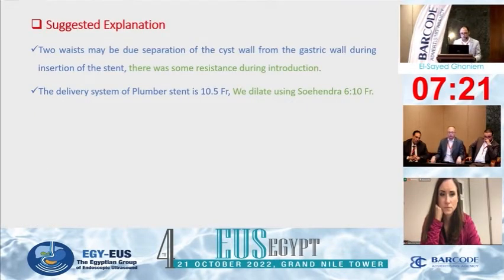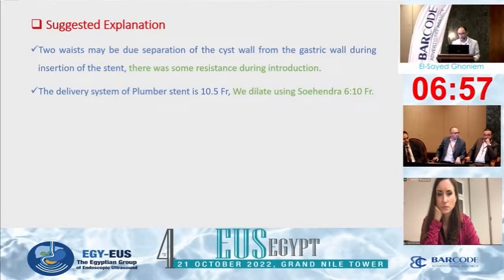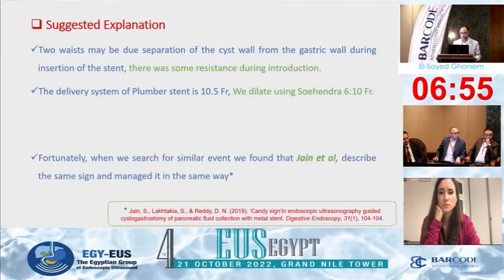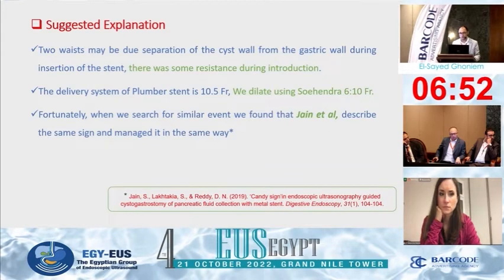We have some suggestions for this sign. It may be due to the fact that we used a Soehendra dilator, mechanical dilatation, not balloon dilatation, and so the tract may be more narrow than the delivery system of the stent, and there is some resistance, so some separation occurred when we introduced the two stents. This is our explanation.